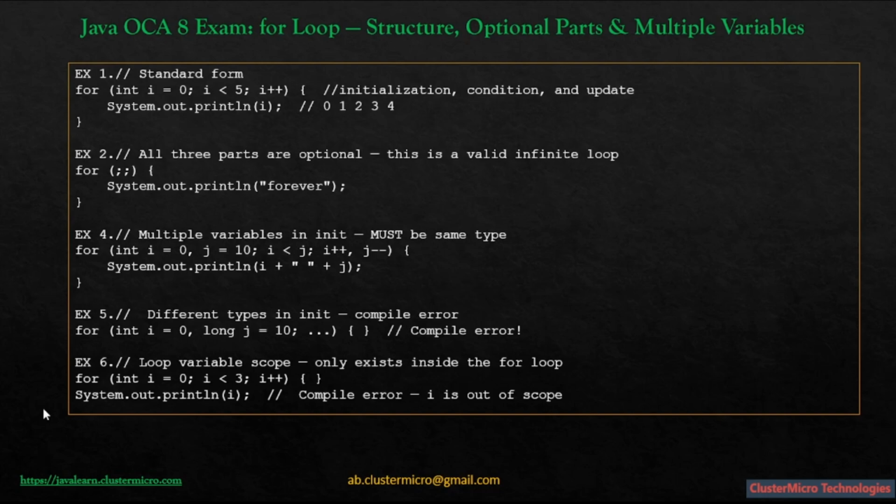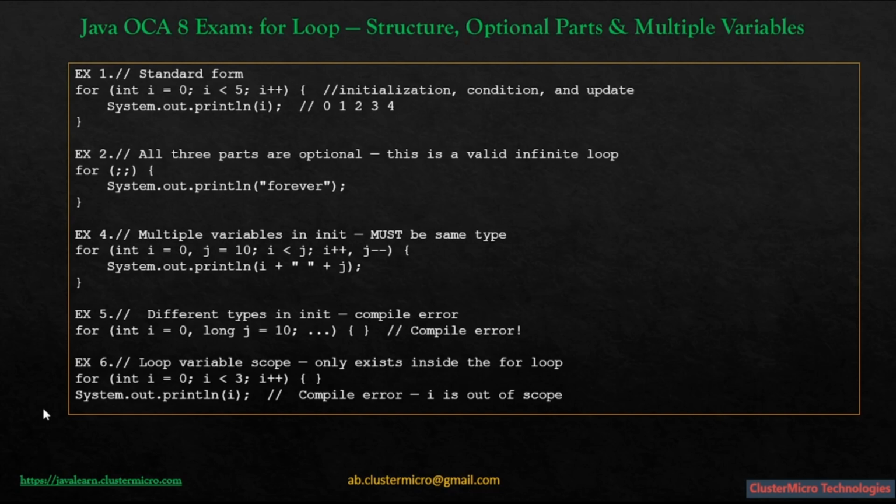The initialization section can declare multiple variables as long as they are of the same type. For instance, you can write in initialization int i = 0, j = 10, and that will be valid. Both variables can be used throughout the loop. However, you cannot mix different types in the same declaration. Writing something like int i = 0 and long j = 10 in the same initialization section will result in a compile time error.